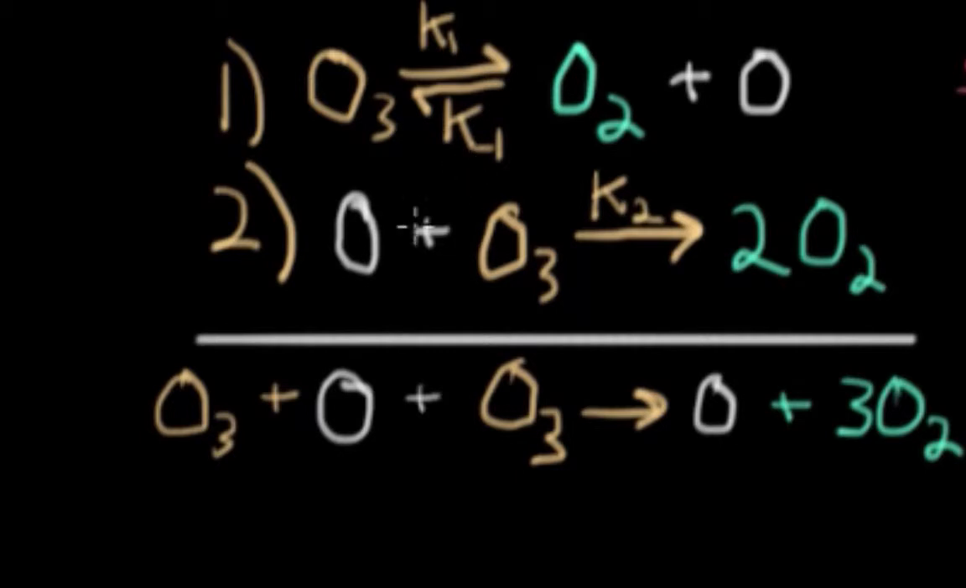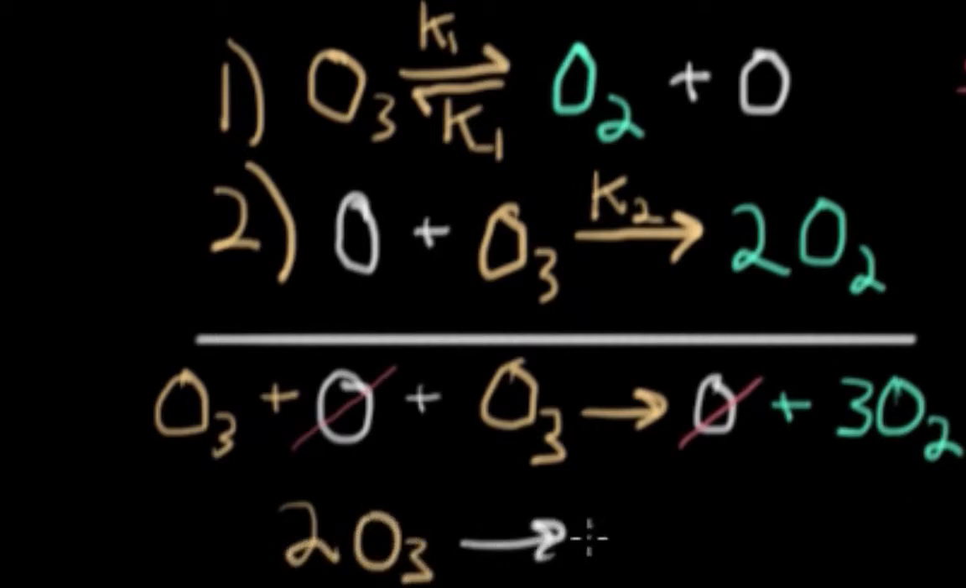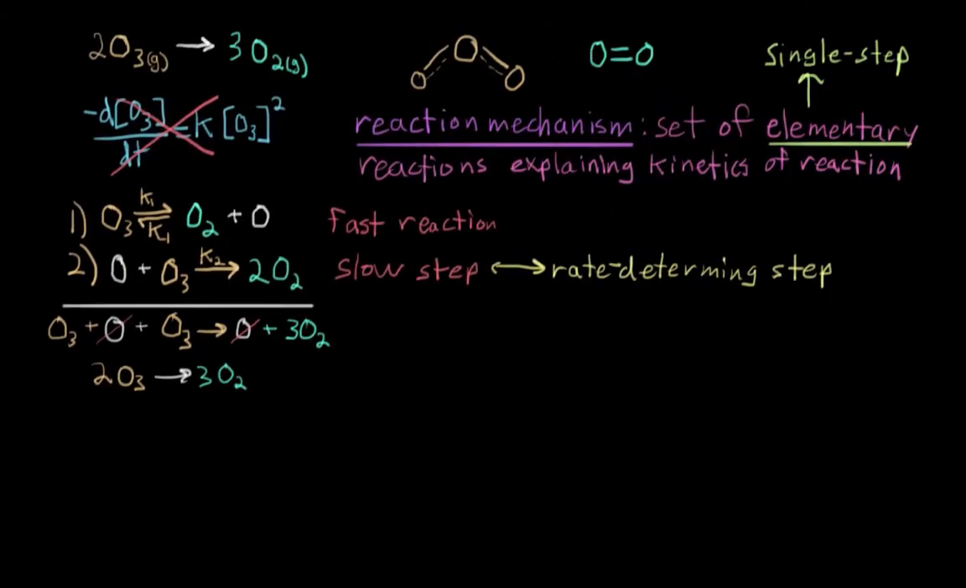So just like in algebra, we can cross out like terms that are on both sides of the equation. So we can cross out these 2 oxygen atoms since they appear on both sides, and we can also combine like terms. And this gets us back to our original reaction, which says that 2 ozone molecules react to form 3 oxygen molecules. So our reaction mechanism here in 2 steps does agree with our chemical equation, so that's a good sign. And now let's get to writing the rate law for this reaction.